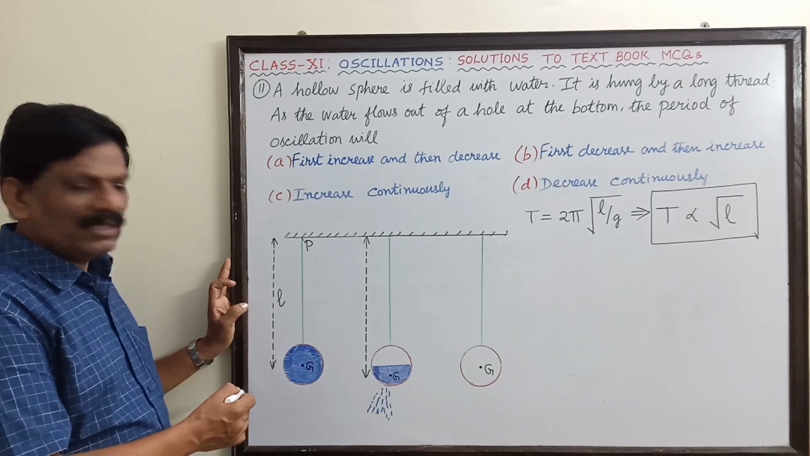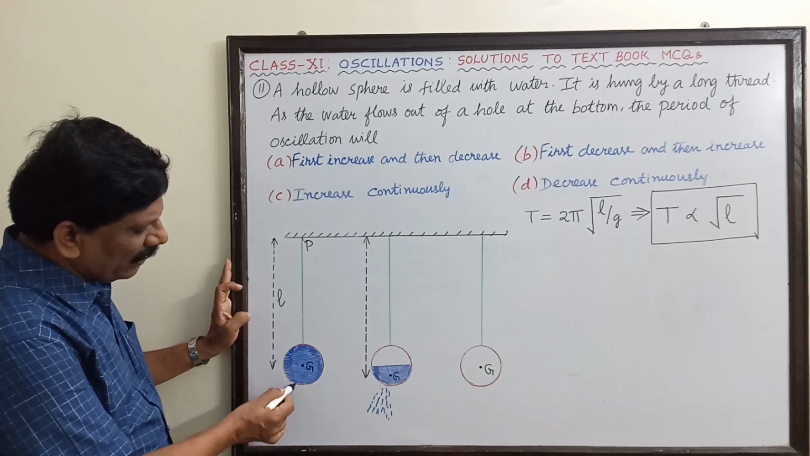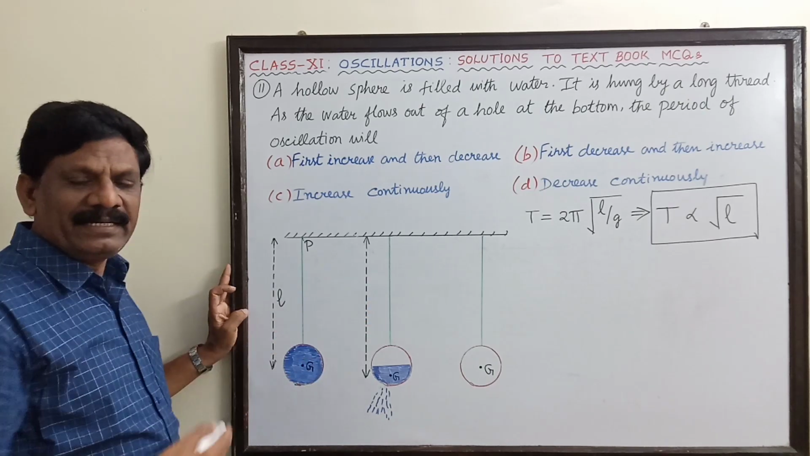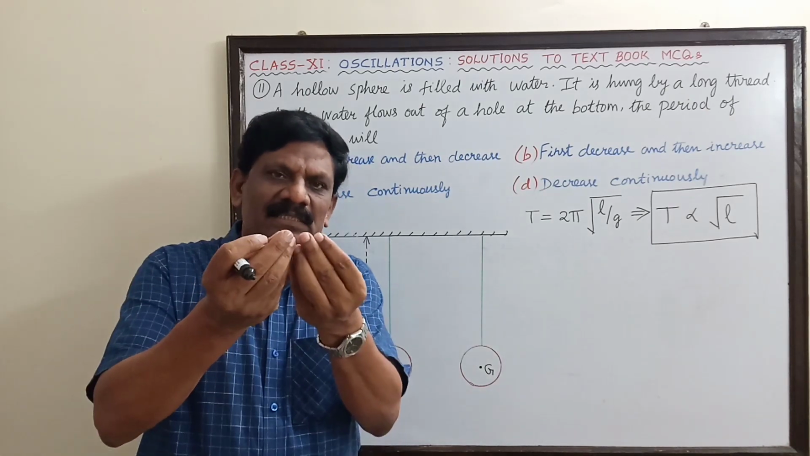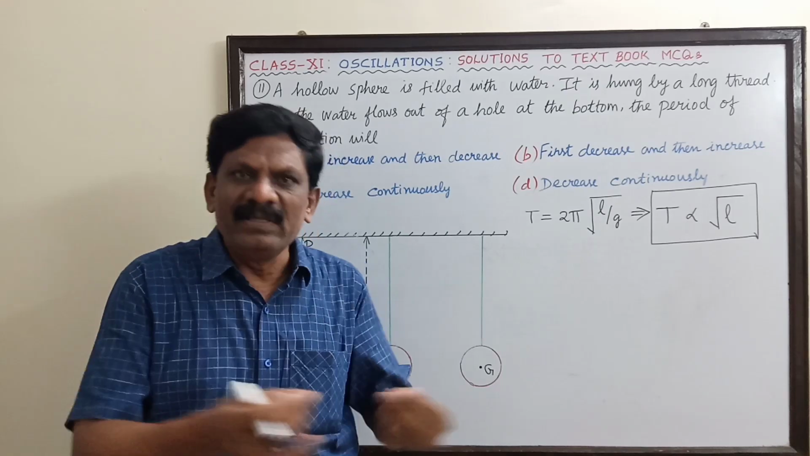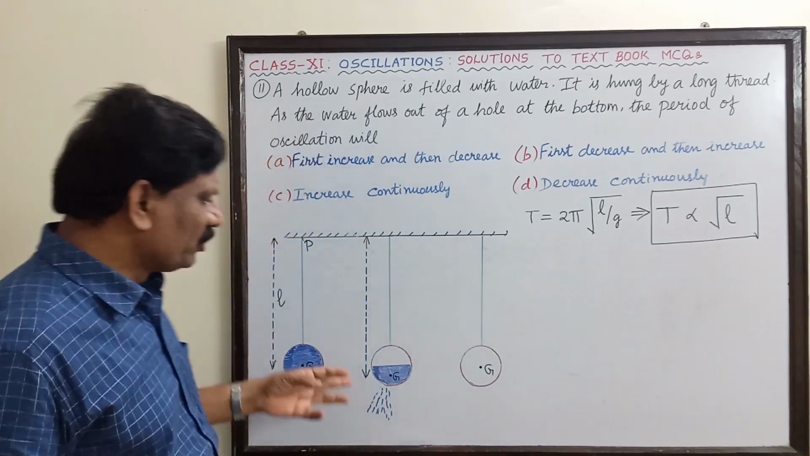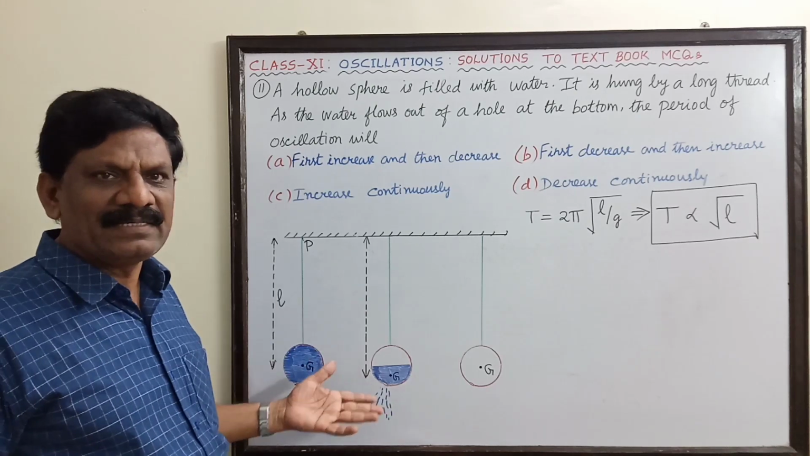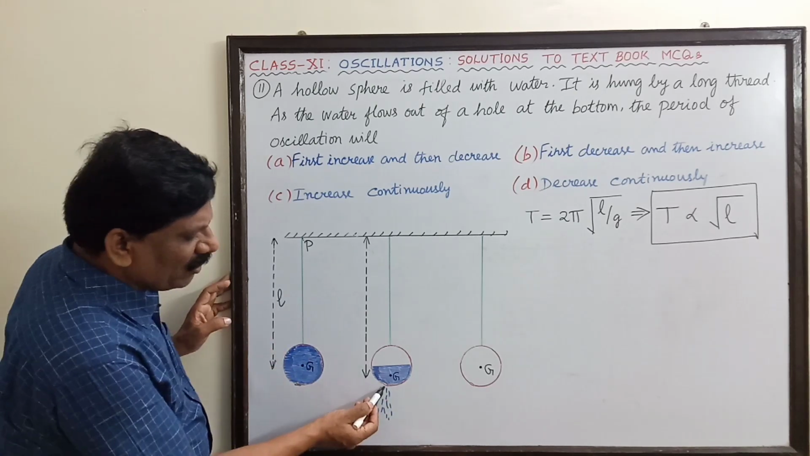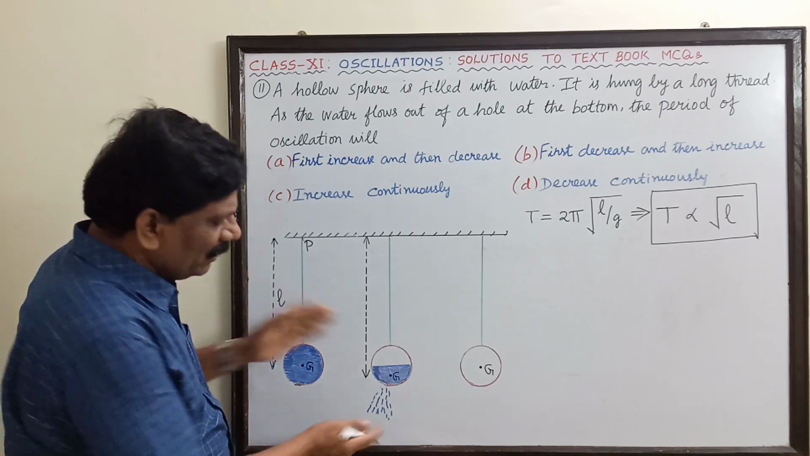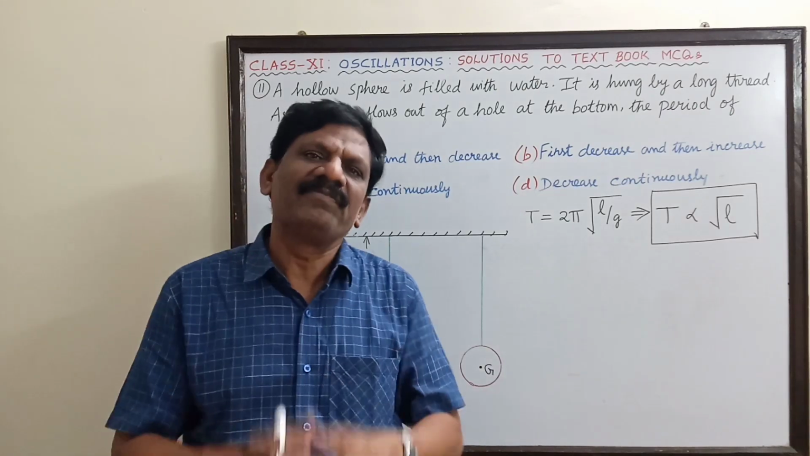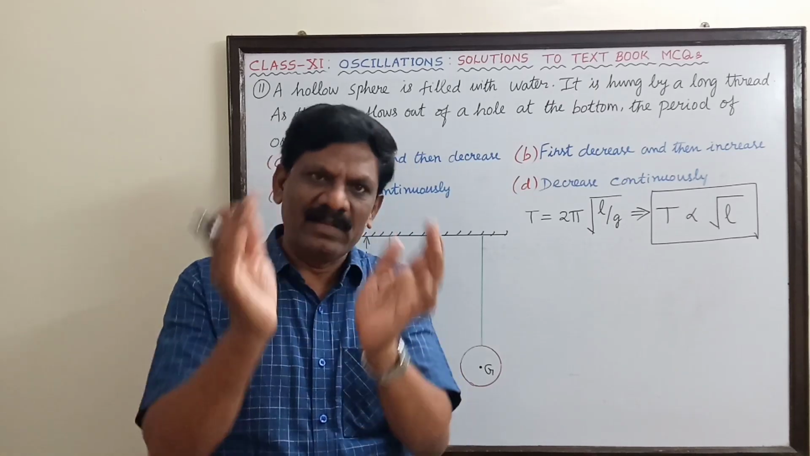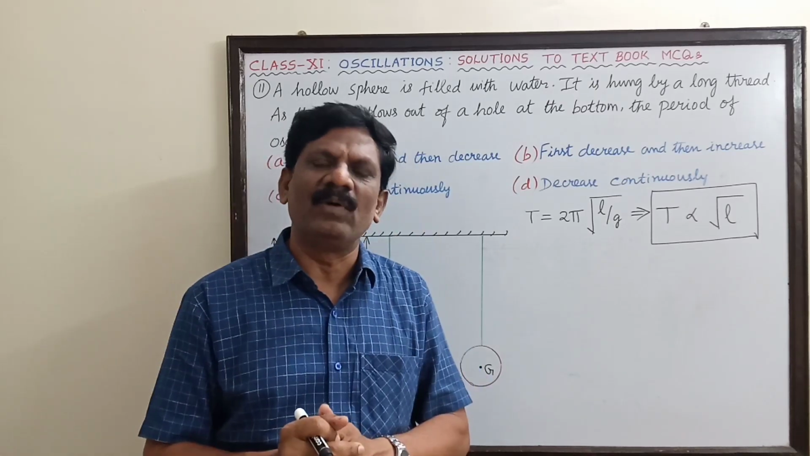Suppose there is a hole at the bottom like this. As it is oscillating, each and every instant a few drops of water will be spilled out. So I have shown roughly the second picture. You can see that half the water has flown out through the small hole. Now what will be the weight of the bob? Previous weight was full weight, full water was there. Now it is only partially filled with water.